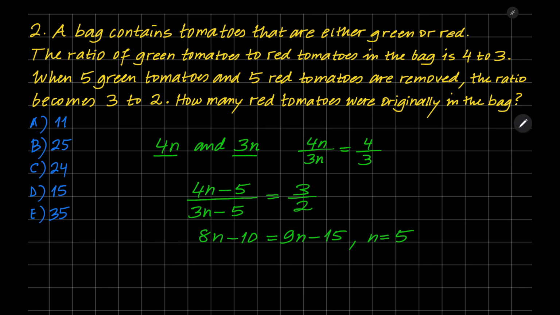There were 3n or 15 red tomatoes in the bag. The number of red tomatoes is 3 times 5, which is equal to 15. So there are 15 red tomatoes originally in the bag. And the answer D is correct. Now let's go to the next question.